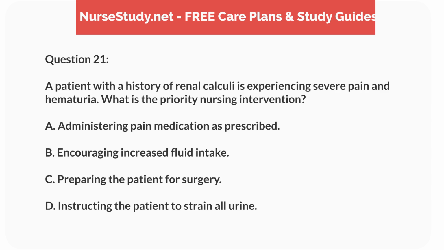Question 21. A patient with a history of renal calculi is experiencing severe pain and hematuria. What is the priority nursing intervention? A. Administering pain medication as prescribed. B. Encouraging increased fluid intake. C. Preparing the patient for surgery. D. Instructing the patient to strain all urine.